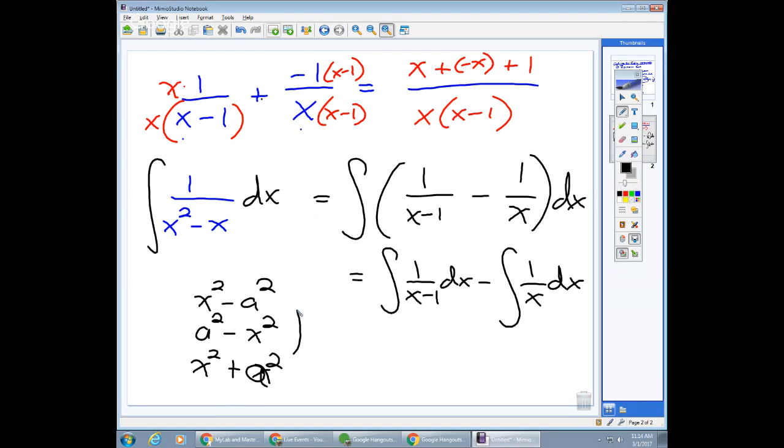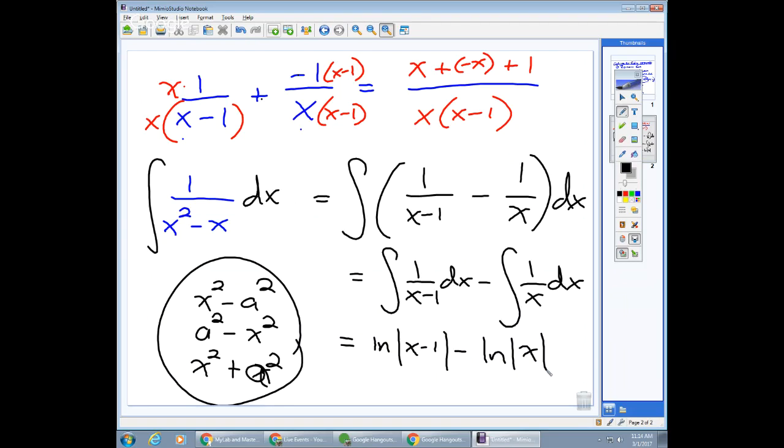So although trig substitution looked promising, and it turns out we actually could use trig substitution on this, there's a trick we could apply. We'll do that later. So here, what am I going to get? I'm going to get the natural log of the absolute value of x minus 1 for an antiderivative, and then minus the natural log of the absolute value of x plus some constant.